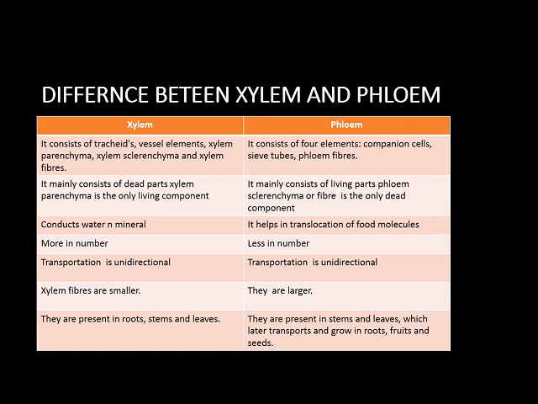Children, in case of xylem, I told you that transportation is unidirectional, whereas in case of phloem, it is bidirectional. Sorry, that mistake is there. Do that correction. Okay, xylem cells are smaller in size. Phloem cells are larger in size. Xylem is present in root, stem, and leaf of the plant, whereas phloem is present in leaf, stem, and also in the fruits and seeds. Okay, so children, in this particular slide, two spelling mistakes are there. Please do the correction: between, and it is bidirectional in phloem.